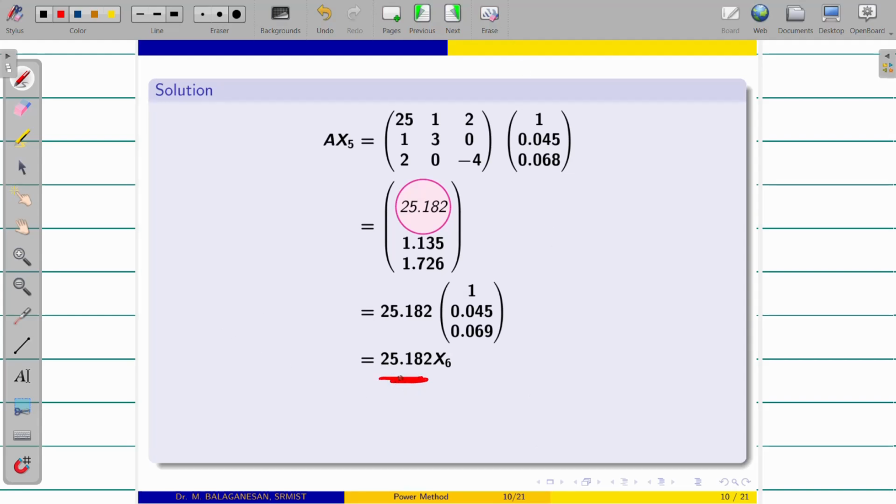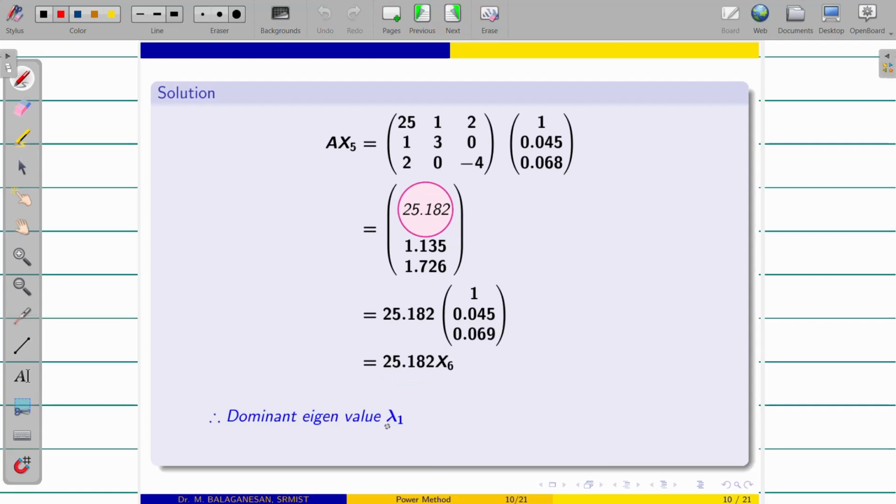The dominant eigenvalue of the matrix A, numerically dominant, is 25.182 and the corresponding eigenvector will be this. This is what you have to give as the answer. Dominant eigenvalue lambda 1 is 25.181. So in the sixth iteration it's going to converge.